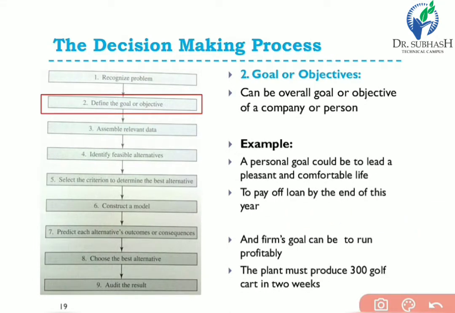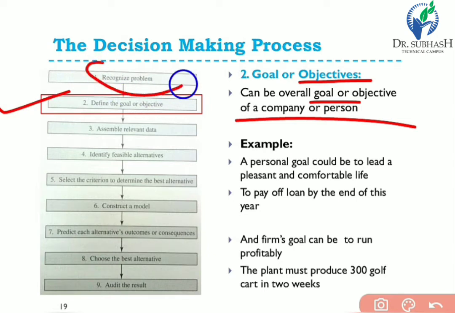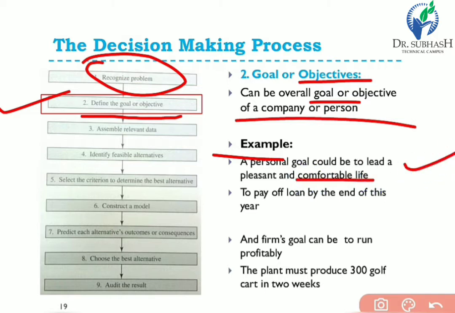Second step is what is our goal or what is our objective. It can be the goal or objective of the company or person. After the recognition of the problem, our goal or objective is determined there. Here are some examples. A personal goal could be to lead a pleasant and comfortable life. It is our goal that our life will be comfortable.